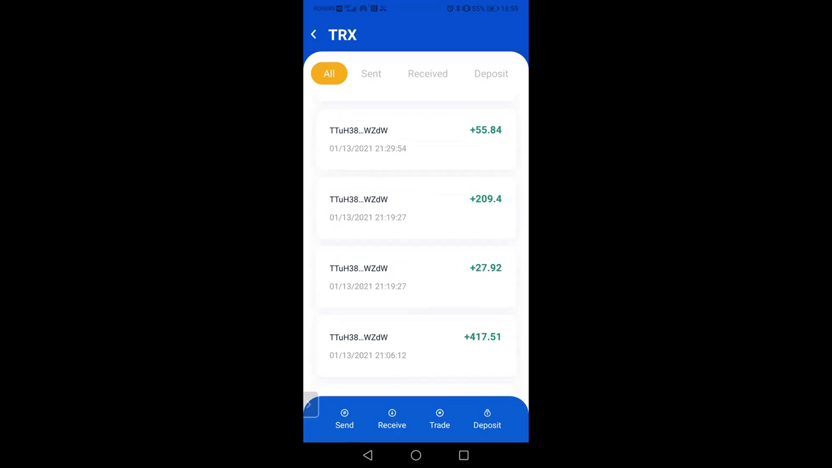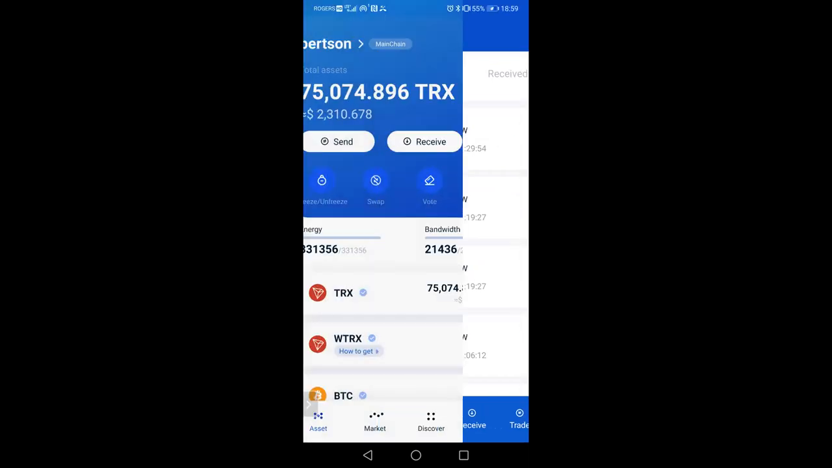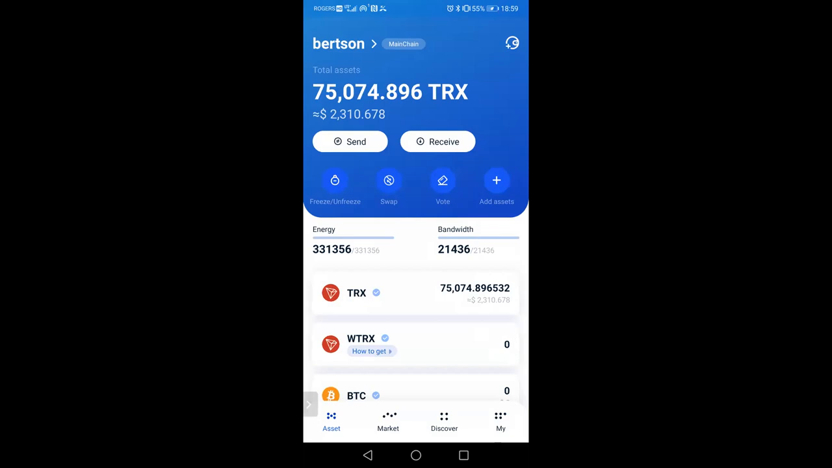So this is my wallet. This is nowhere else. This is my wallet. So the money falls into my wallet directly. I can go out and I can take this money out if I want. I can take the 2,300 out if I want.